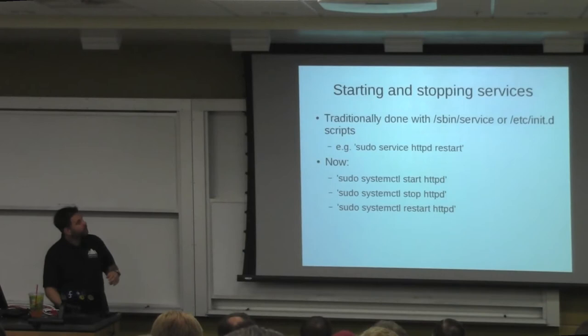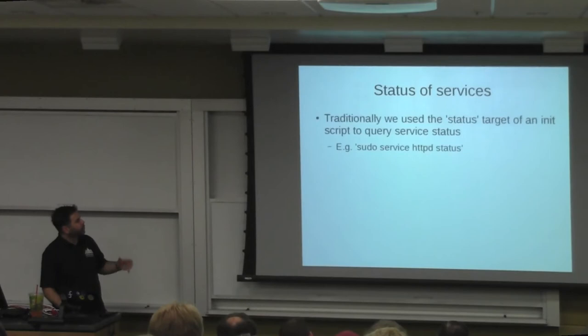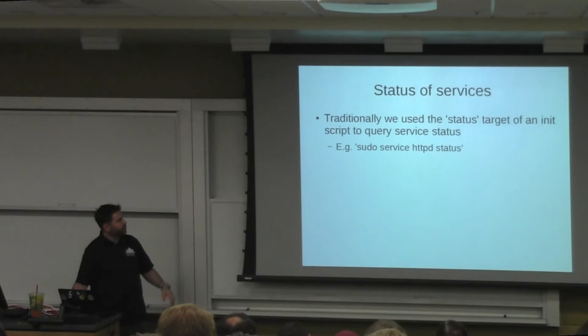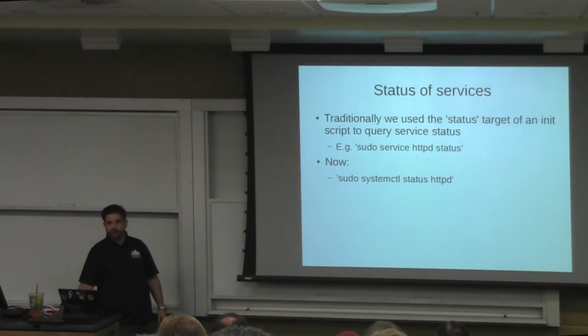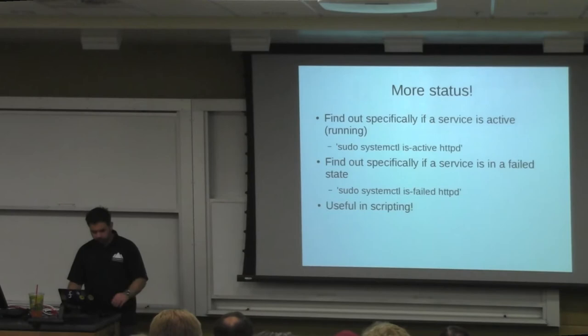So let's talk about getting the status of services that are running. Traditionally, we use the status target of an init script to query the status. So if we want to find out, is Apache running, is Samba running, usually the init script will say, yes, it's running, here's its PID, whatever. So now it's pretty straightforward. We do a systemctl status, and then the name of the service that we want the status for. One thing that's interesting, though, is that systemd will give you a lot more information than your init scripts used to do.